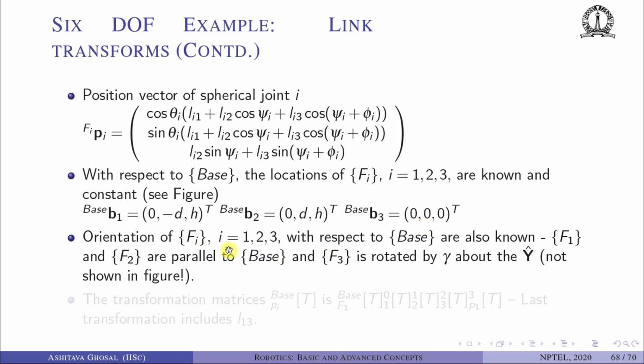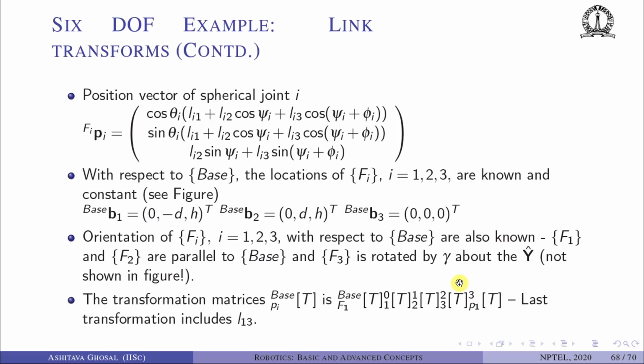So we can know the orientation of Fi with respect to the base and so on. Okay, so F1 and F2 are parallel to the base coordinate system. F3 is rotated by an angle gamma about y. It is not shown in the figure, but you can think of your thumb. So the first joint of the thumb is not parallel to the first joint of, say, the index finger. It is rotated by an angle.